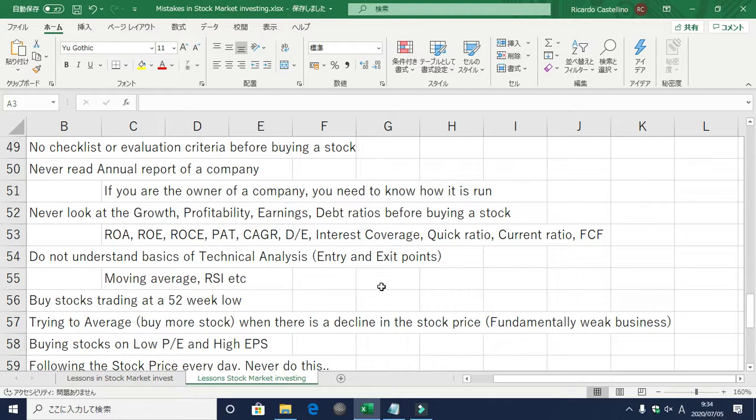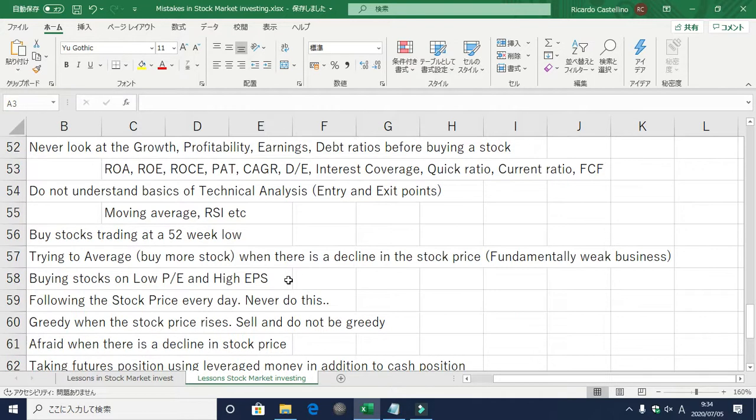Understanding technical analysis helps you to determine the correct entry and exit points. For example, you never buy a stock which is trading below the 200-day moving average if you're a long-term investor. Or if you're a trader, never buy a stock which is trading below the 50-day moving average. Another mistake people make is to buy stocks trading at a 52-week low. Another mistake is trying to average, that is, buy more stock when there is a decline in the stock price.